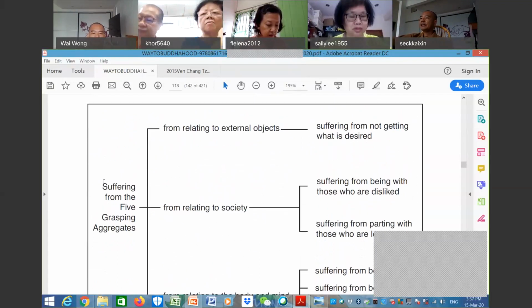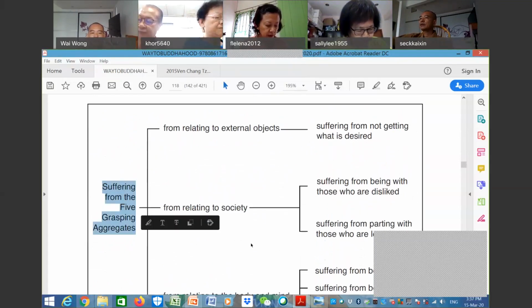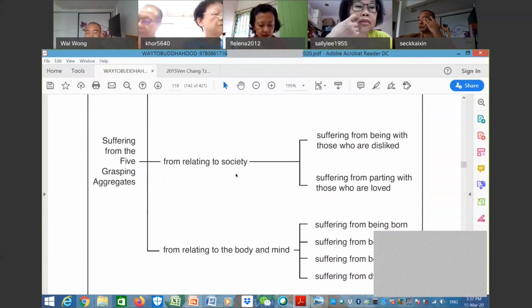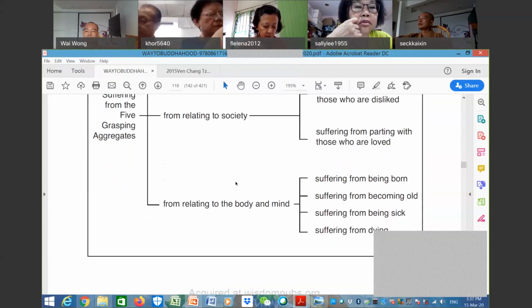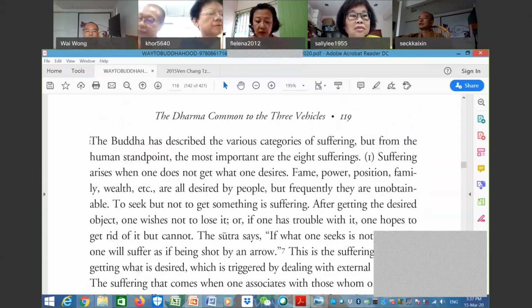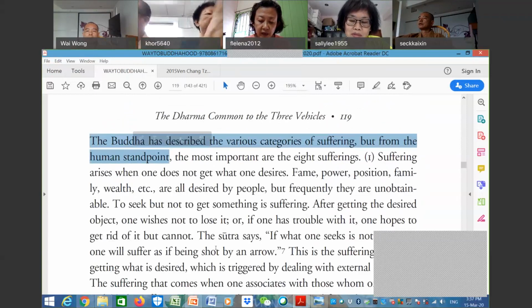Suffering from the five grasping aggregates, from relating to external objects, suffering from not getting what is desired, from relating to society, suffering from being with those who are disliked, suffering from parting with those who are loved, from relating to the body and mind, suffering from being born, suffering from being old, suffering from being sick, suffering from dying.